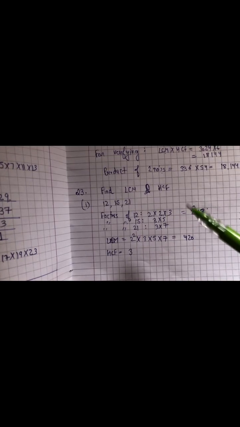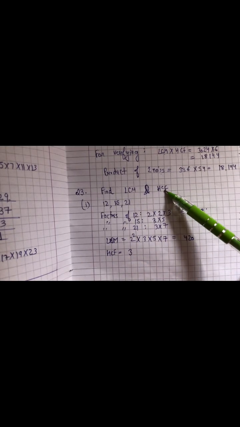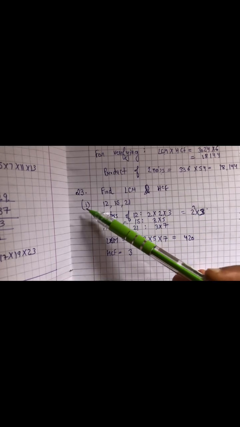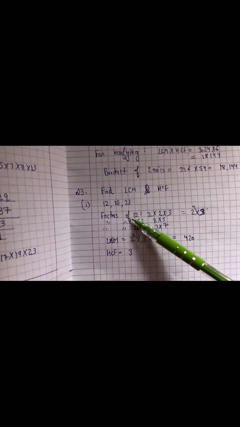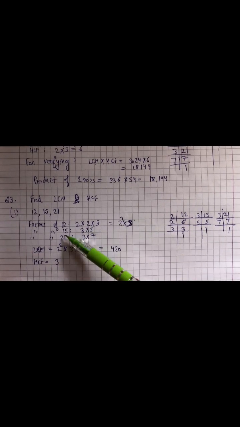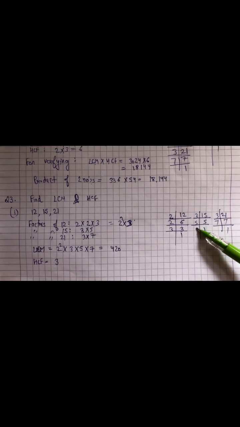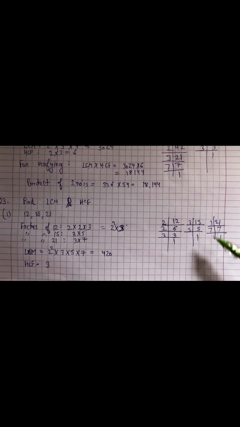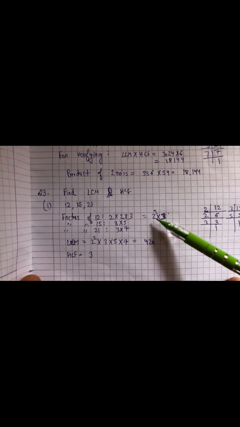Question number 3. Find LCM and HCF by the prime factorization method. First part: factors of 12 are 2 into 2 into 3. Factors of 15 are 3 into 5. Factors of 21 are 3 into 7. So LCM is the highest power of each number.